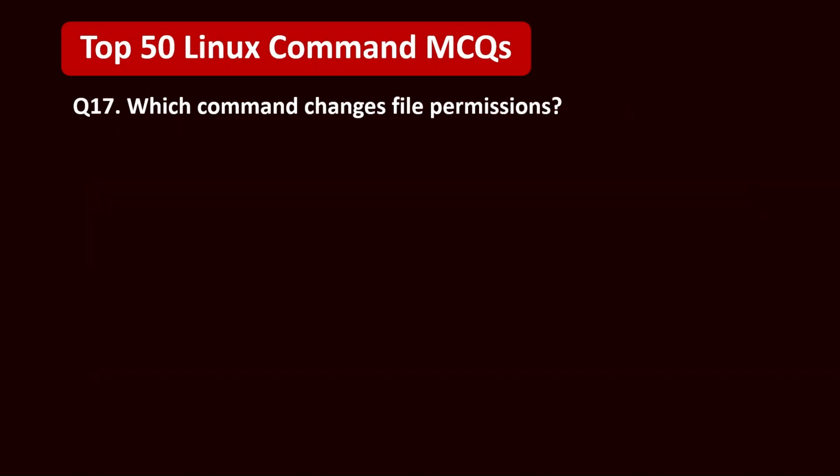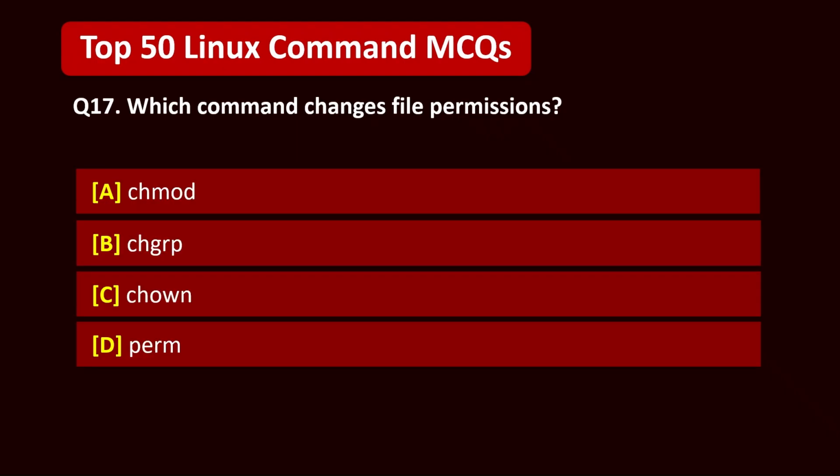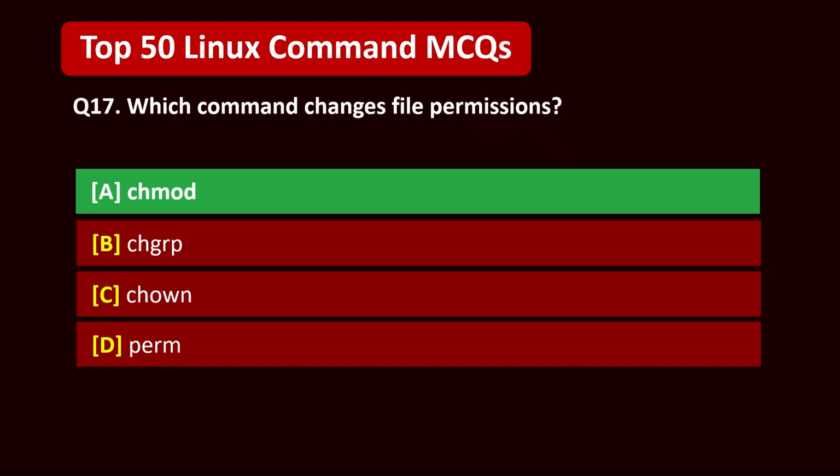Question 17. Which command changes file permissions? A. chmod, B. chgrp, C. chown, D. perm. 5, 4, 3, 2, 1. Correct answer is A, chmod.